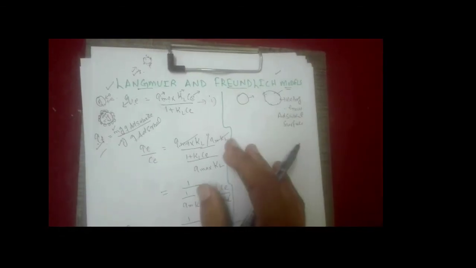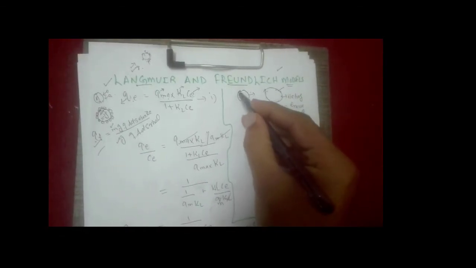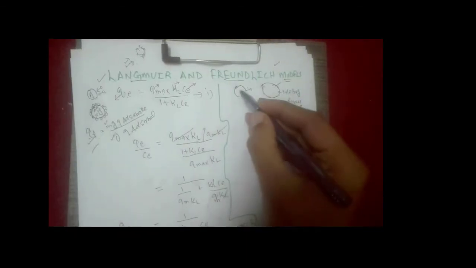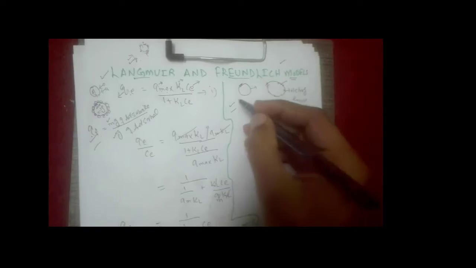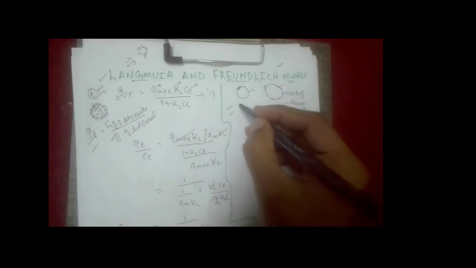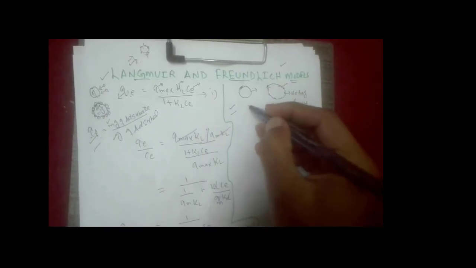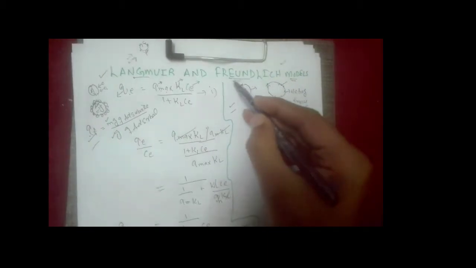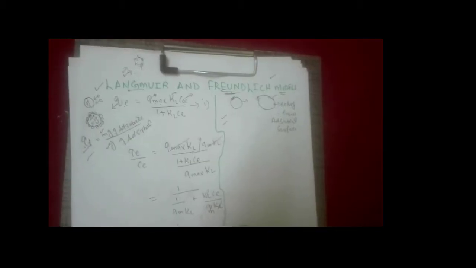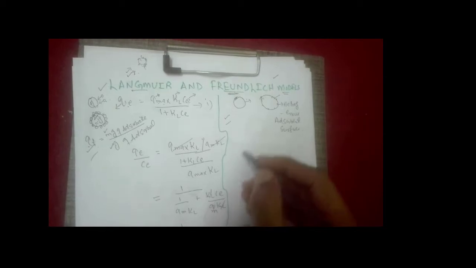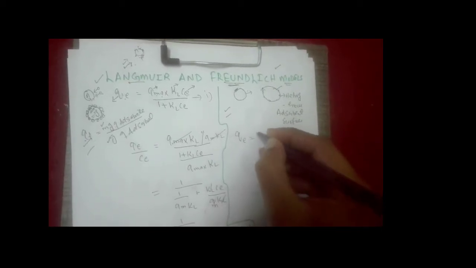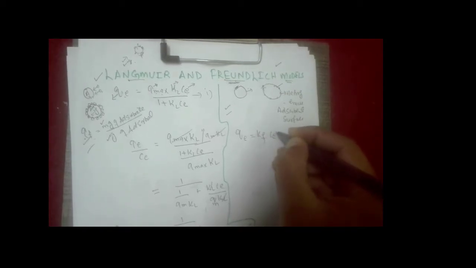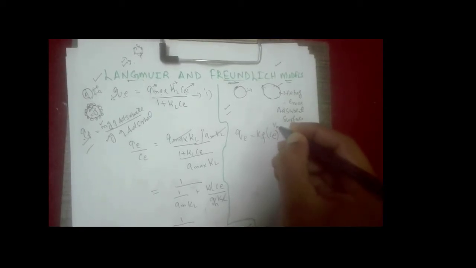It also shows that the heat of adsorption can decrease logarithmically. As shown by Temkin, the heat of adsorption decreases linearly, but Freundlich confirmed that it decreases logarithmically. So mathematically, the Freundlich model is qe equals KF Ce to the power 1 over n.